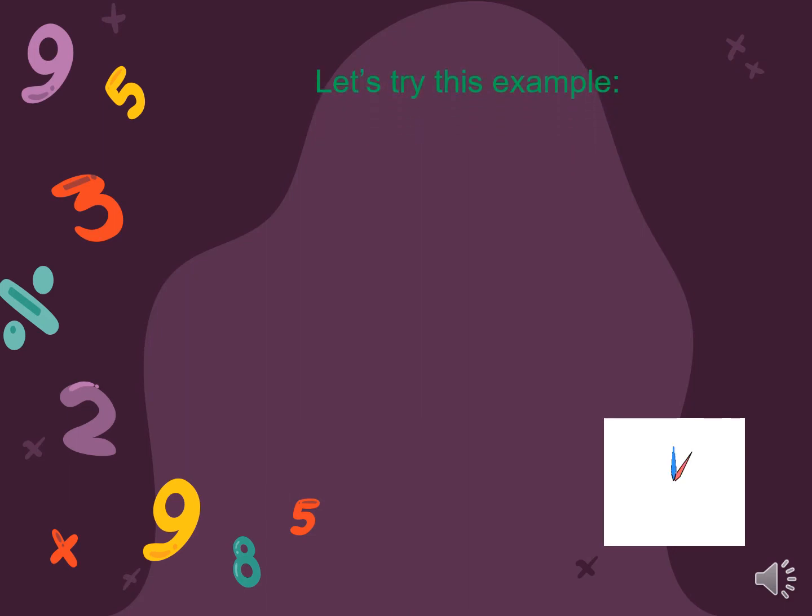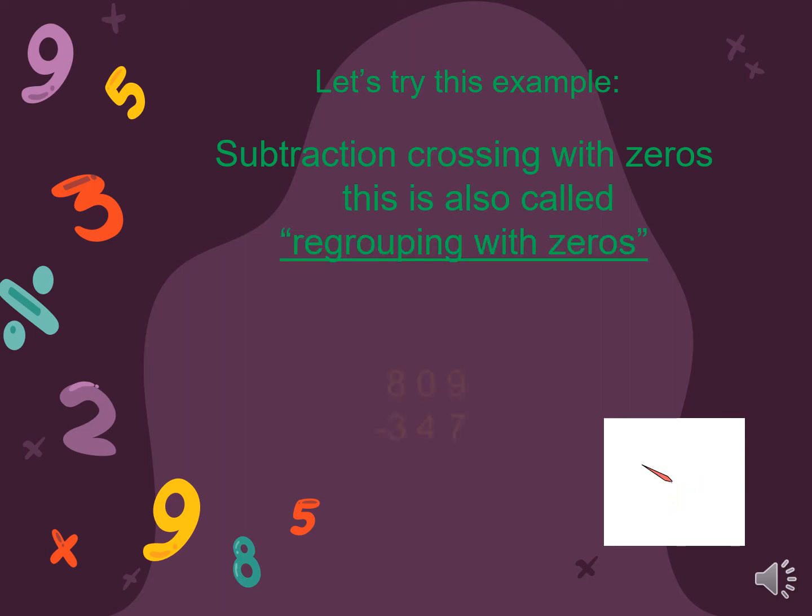Let's try this example. Subtraction crossing with zeros is also called regrouping with zeros. Okay, we will subtract 809 minus 347.